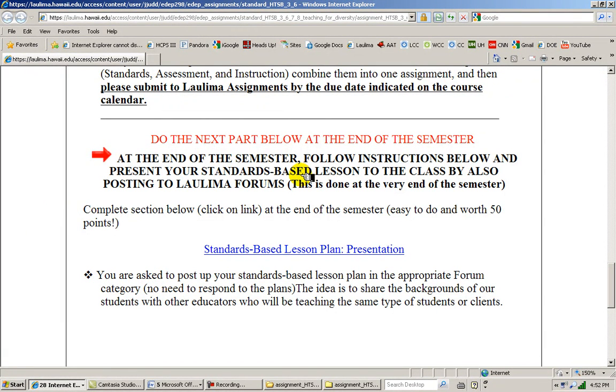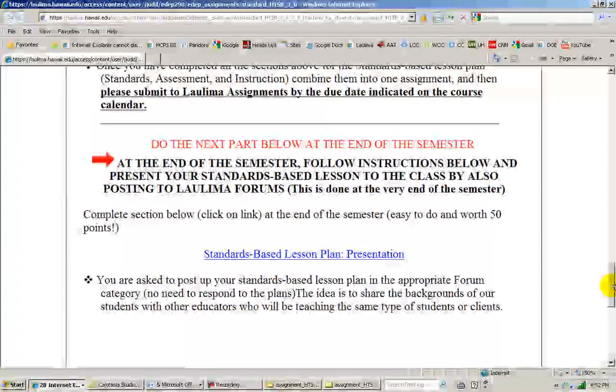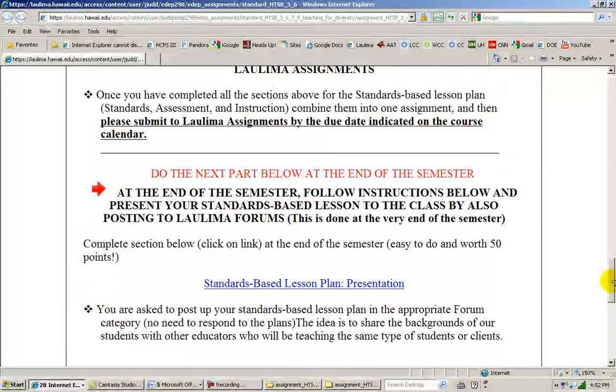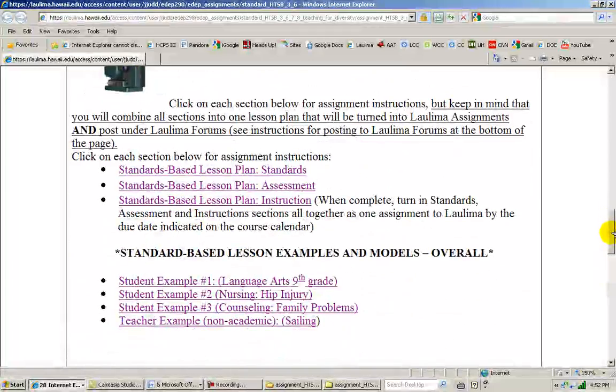that shows that this lesson plan that you've been developing is the greatest one ever because it's based on all the major learning theories. You'll be doing that and posting that to LaLima forums, but only until the end of the semester. So you want to keep everything around and safe. I always suggest emailing it to yourself to make sure that you don't lose it. So go ahead and click on a standard assessment or standards to get started.